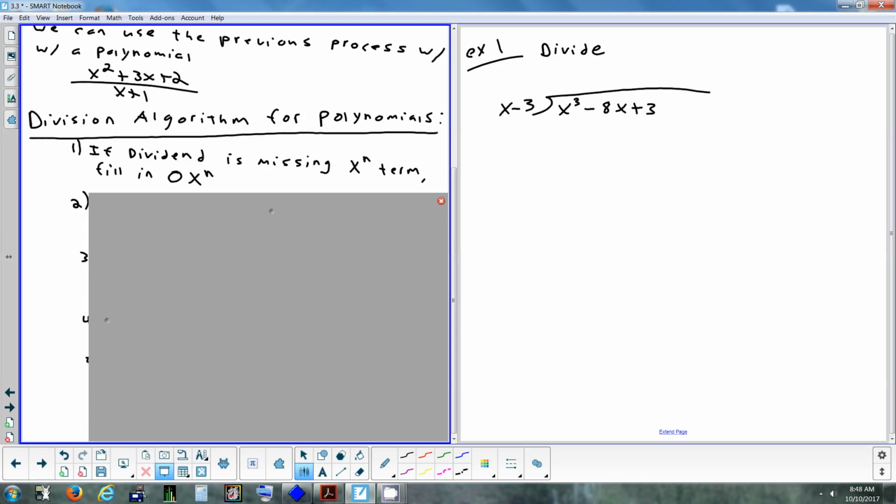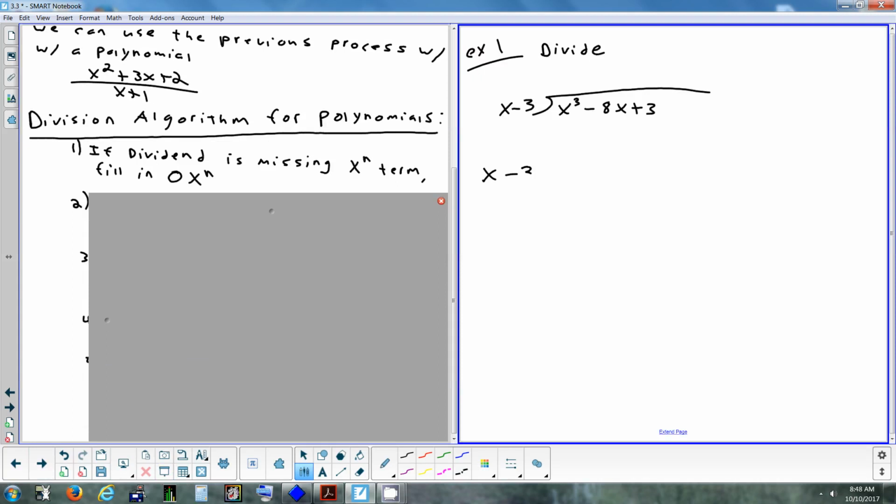Okay, Shauna, am I missing any terms in my dividend there? Yeah, which term am I missing? X squared. I'm missing the x squared. So the first thing I'm going to do is put x minus 3, and I'm just going to rewrite it so it has a 0x squared. So x cubed plus 0x squared minus 8x plus 3. Okay, so that's step 1.